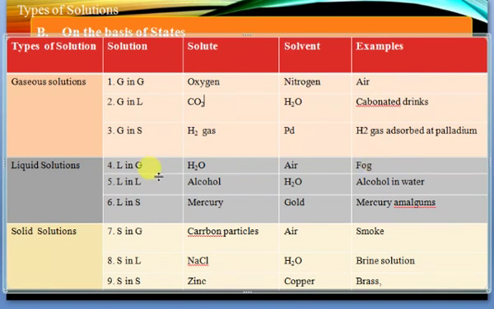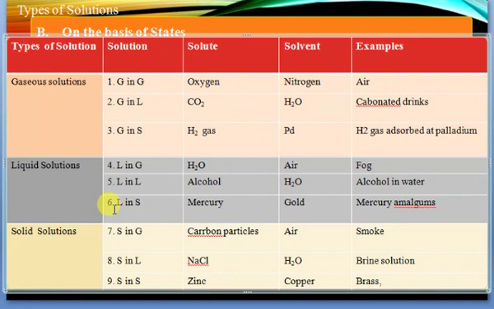The fifth subtype of solution is liquid and liquid. Here the solute is a liquid, which is alcohol. Alcohol is a broad class of compounds: methanol, ethanol, propanol, etc. These all are alcohols. When alcohol is dissolved in water, water is usually the solvent here. So alcohol dissolved in water makes a solution which is alcohol in water.